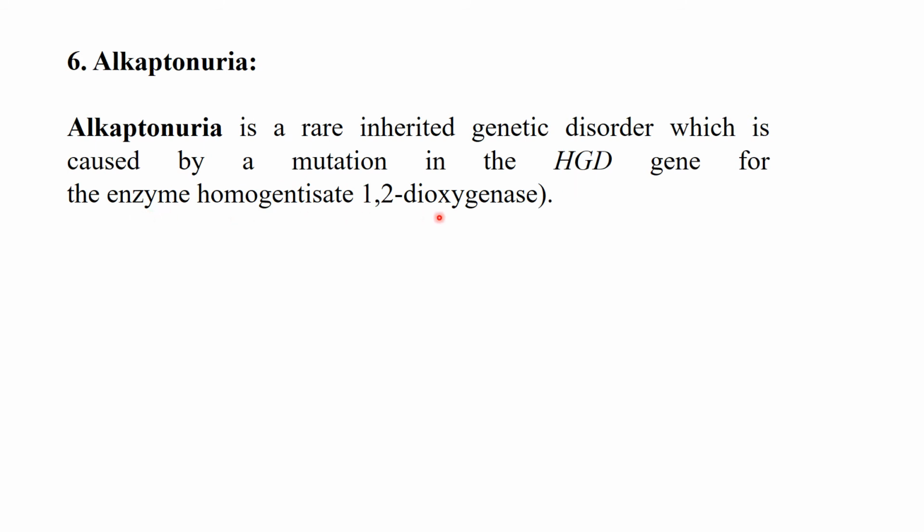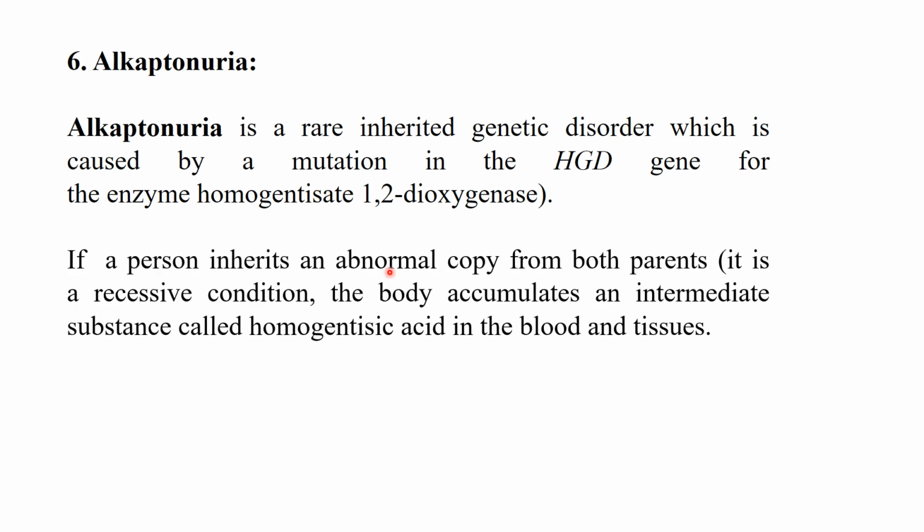homogentisate 1,2-dioxygenase. The gene is the HGD gene. Due to its disturbance, the enzyme will not be made properly. That enzyme is called homogentisate 1,2-dioxygenase. If a person inherits an abnormal copy from both parents, it is a recessive condition. The body accumulates an intermediate substance called homogentisic acid in the blood and tissue. Homogentisic acid will accumulate and the condition leads towards alkaptonuria.